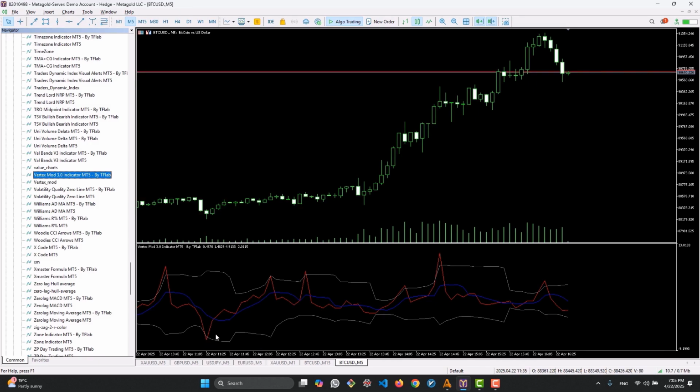Also, by the crossover of the vertex line and the signal line, we can use this as a buy or sell signal. An upward crossover is considered a buy signal, and a downward crossover, like here, or even here, is considered a sell signal. Let's go over the settings of this indicator together.